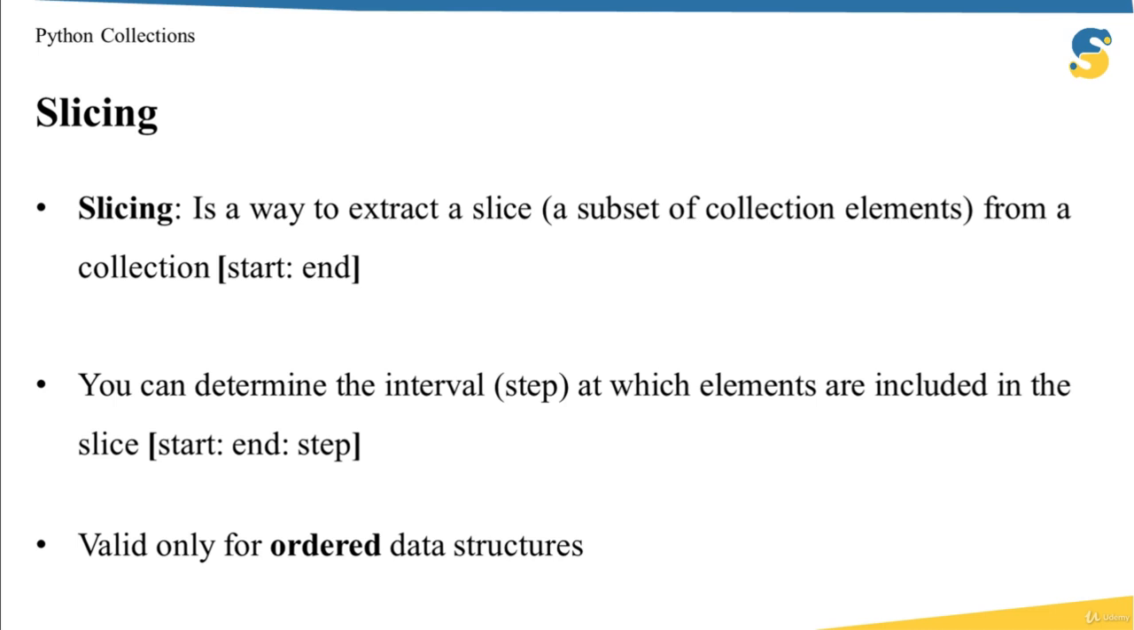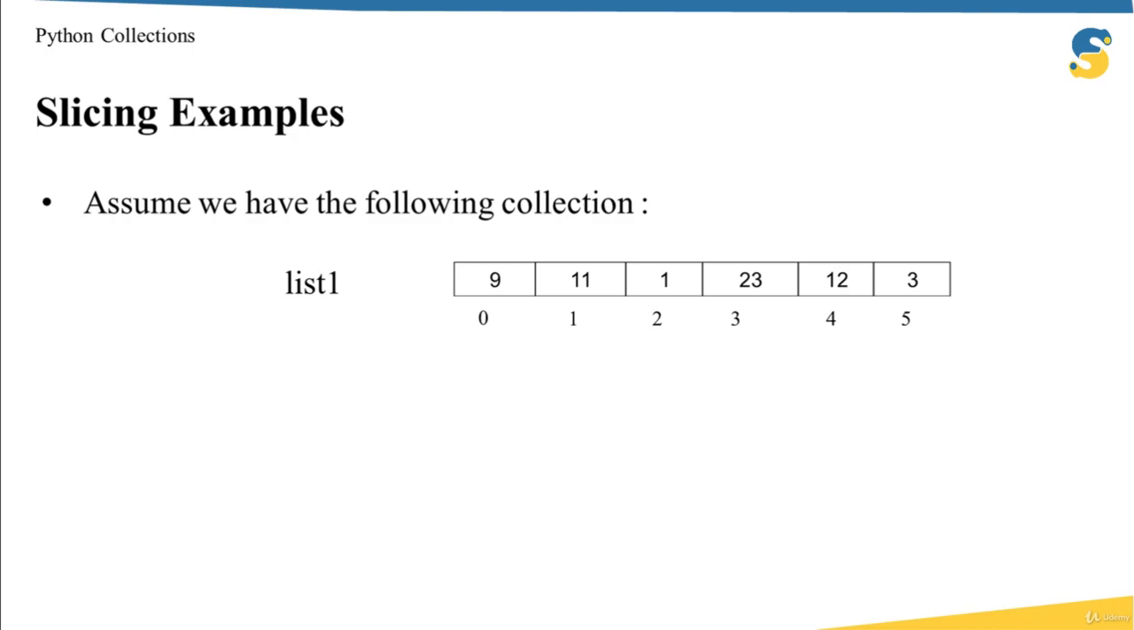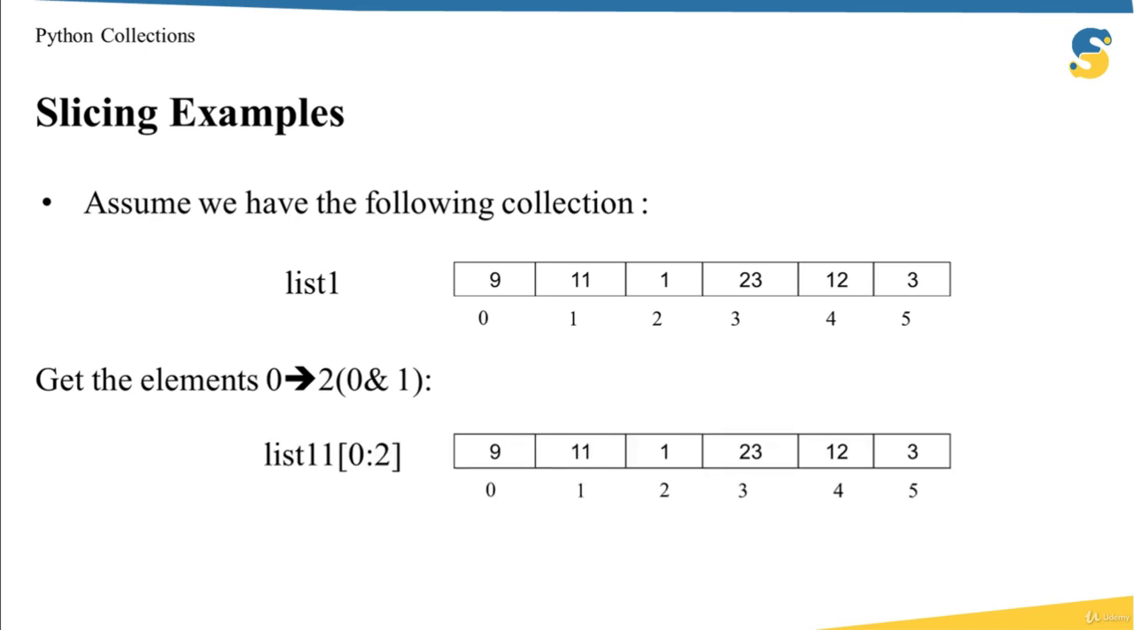Let's see an example to understand the idea better. Assume I have the following collection. It's list1. It has elements like 9, 11, 1, and so on. Now let's say I want to get the elements from location 0 to location 2. When I say something like this, list1[0:2], I will get 9 and 11. Why only 9 and 11? Because in Python, when we use slicing, we take the elements from start to end -1. So I will not include the element at the end location. In this case, 2, which is the end, has the element 1. But 1 is not included because, as I mentioned again, we take the elements from start to end -1.